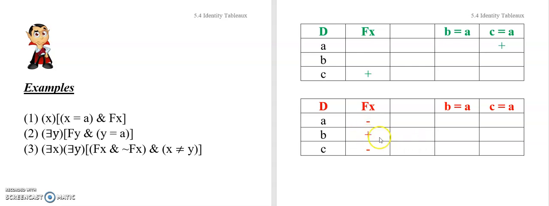So we need to make sure that B is not identical with A in order for this to be an interpretation according to which sentence 2 is false. Okay, so that would be yet another interpretation according to which sentence 2 is false. Okay, and that's kind of how we're working things out.